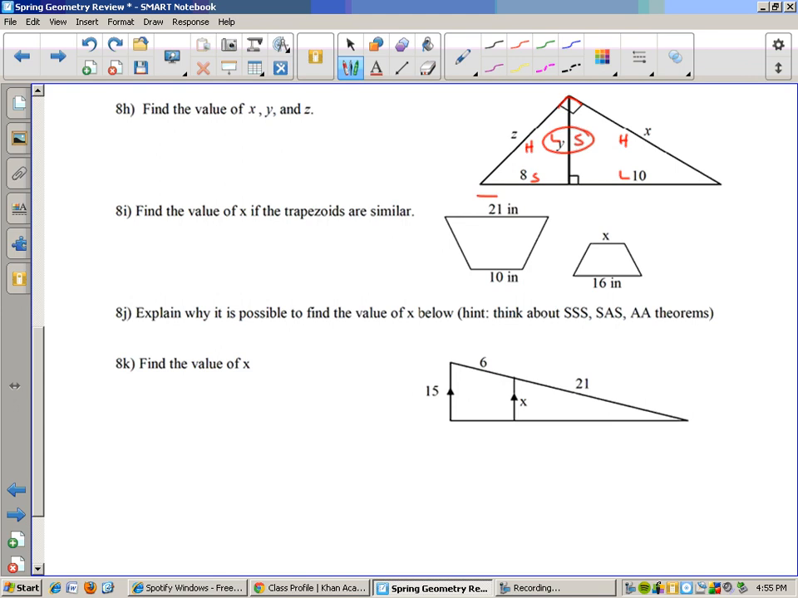And then over here, hypotenuse, short, and long.